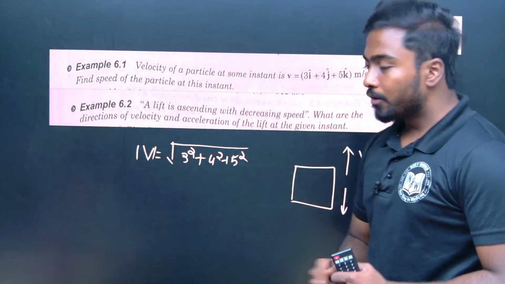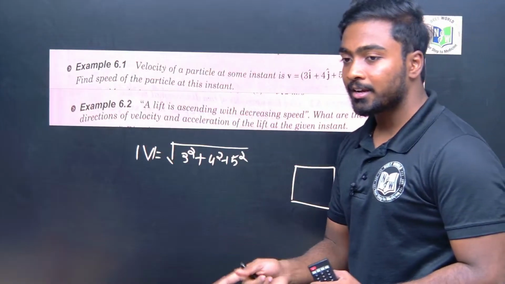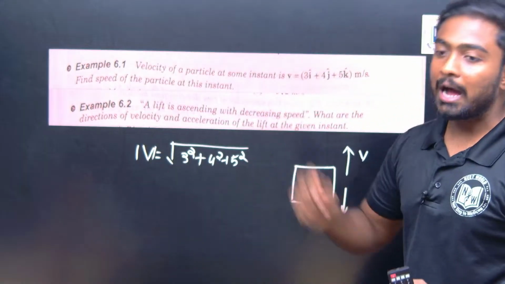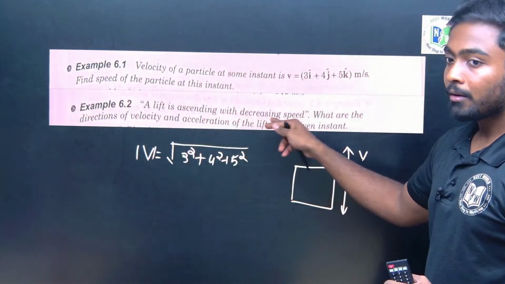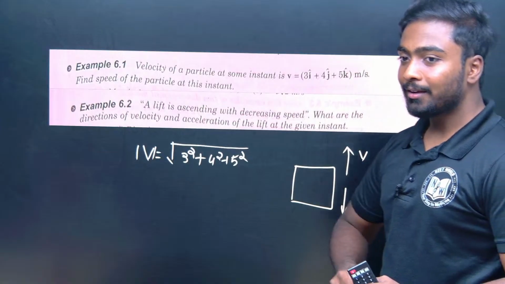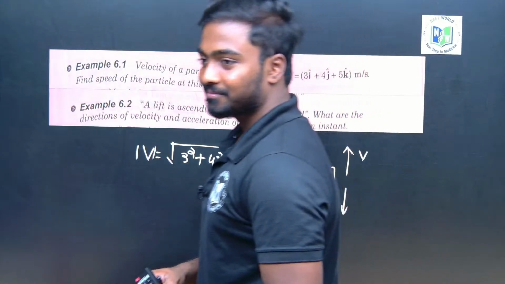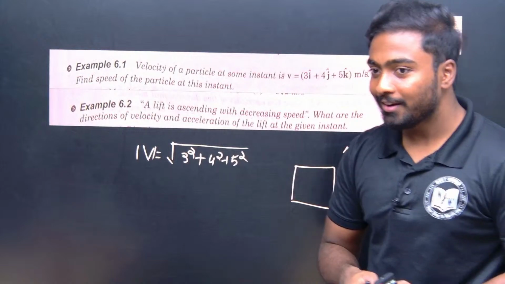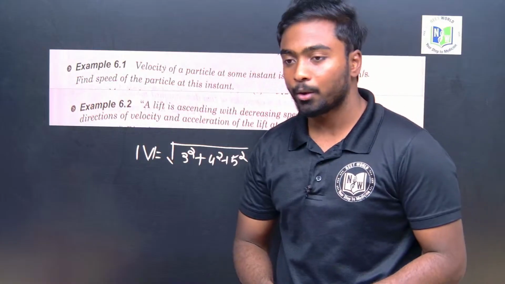One more example I will give. Lift is ascending with increasing speed. So what are the acceleration direction and velocity direction? Both are the same. Both are in the upward direction, right? Now, lift is descending with increasing speed, which means both are in the same direction. Think: the lift is descending, going downwards with increasing speed. So obviously velocity is also in the downward direction, and acceleration also will be in the downward direction, right?